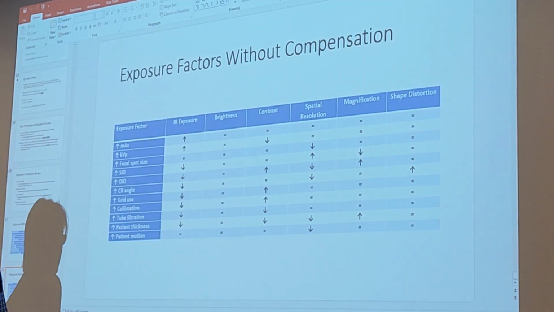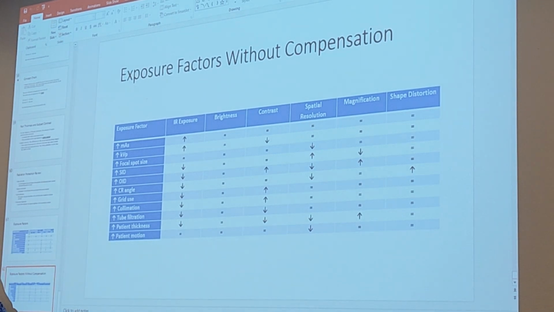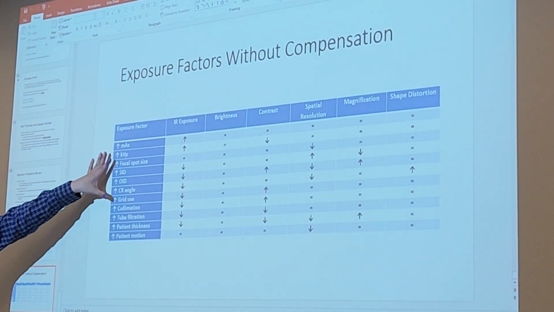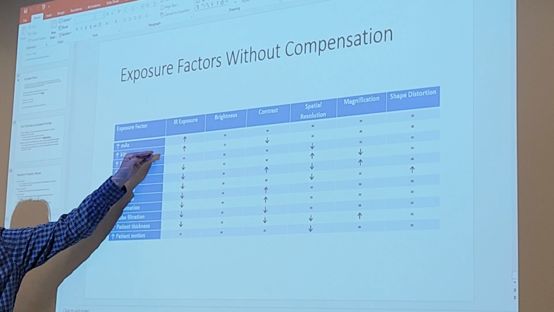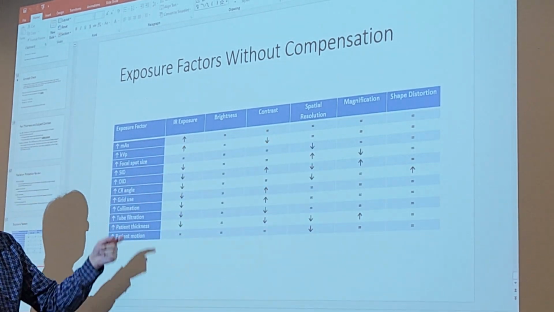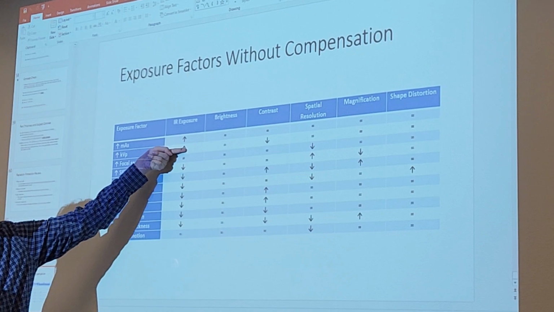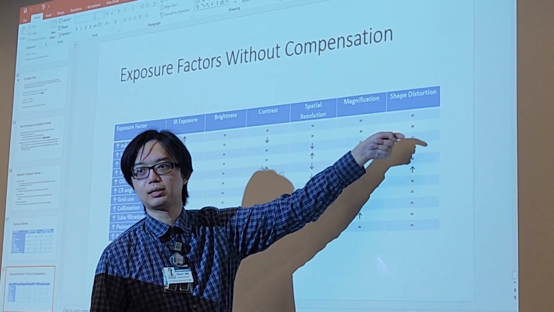Yes. Question on that last one, okay. With the exposure factor, you said if that is the only thing that we're changing, correct, the rest stays the same. So this is the effect you would see. So I'm only changing kVp. You look at this row, and those are the things that are going to happen.